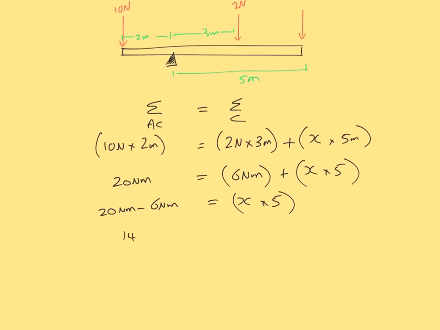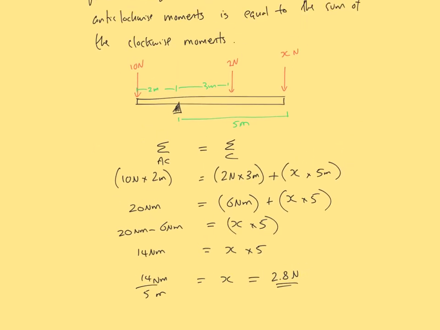20 minus 6 is obviously 14 newton meters, equals the force X times the 5 meters that it is away. So now I can divide both sides by 5, so 14 newton meters divided by the 5 meters will equal X, which gives us 2.8 newtons. So what that means is, in order for this to be balanced, this force X must therefore be equal to 2.8 newtons if it's being applied 5 meters away, perpendicular distance from the pivot.